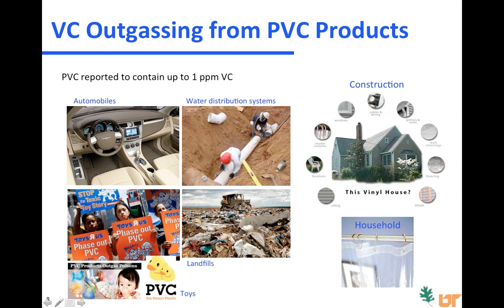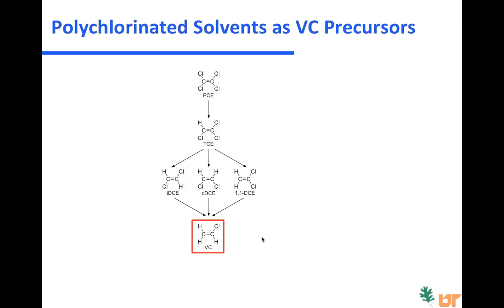And then also PVC ends up in landfills, so another source of vinyl chloride in landfills. In construction, many PVC materials are being used. Examples are shown here. And also common household commodities like shower curtains are typically made of polyvinyl chloride, PVC. So there are lots of potential sources of some vinyl chloride in the air, in groundwater from the use of PVC.